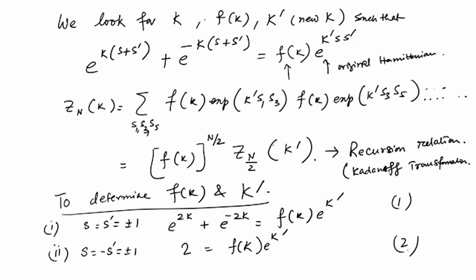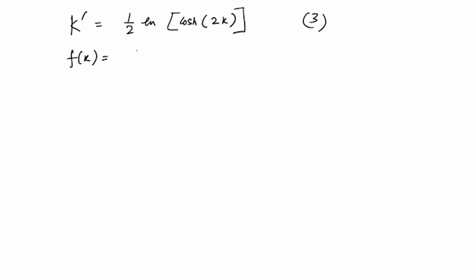Okay. Let's write this as equation 1. I will write it with a larger one, and these are 1 and 2, in the normal fonts. Okay. So, these equations, 1 and 2, have two unknowns and two equations, so you can solve them. So, k prime becomes equal to half of log of cosine hyperbolic 2k. So, that is the k prime. Let us call this equation 3, and I can also calculate f(k), which is 2 cosine hyperbolic 2k. This is equation 4.